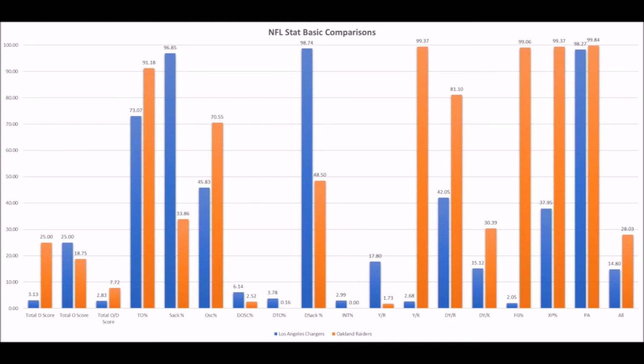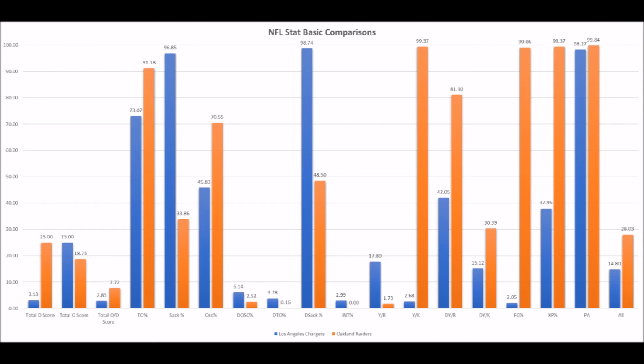And that's the one advantage that the Raiders also have in this game, is that they just kill it when it comes to special teams. Field goal percentage, extra point percentage, and even punting average are all with the Raiders. So from that perspective, the Raiders win special teams. The Raiders win offensive scoring especially, but the Chargers defense is better, especially when it comes to sacks. But overall, the data does favor the Raiders in this particular game.